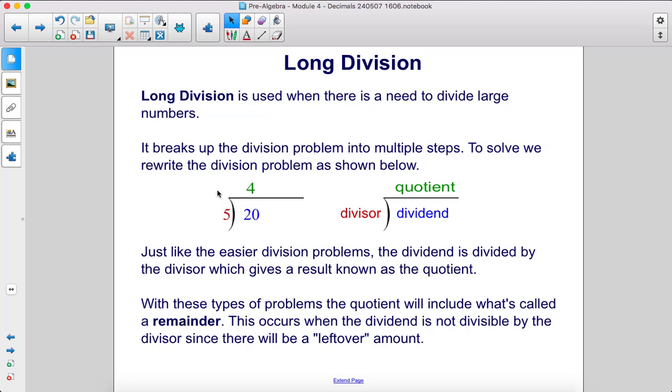20 divided by 5 is 4. So 20 is the number being divided, 5 is the divisor, and 4 is the answer, or the quotient. Just like the easier division problems, the dividend is divided by the divisor, which gives a result known as the quotient. With these types of problems, the quotient will include what's called a remainder. This occurs when the dividend is not divisible by the divisor, since there will be a leftover amount.